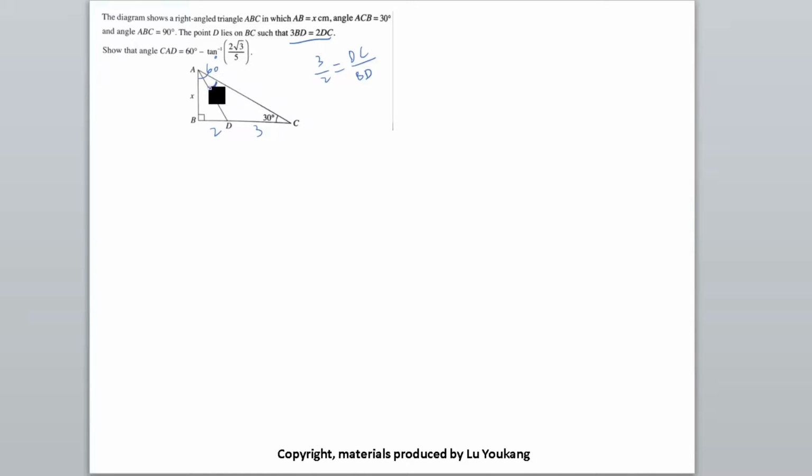So angle CAD is nothing but 60 degrees minus my angle BAD, right? So the angle CAD is already in red. So angle CAD in red is actually equal to 60 degrees minus my angle BAD, which is highlighted in yellow. So my job is to find what is angle BAD.